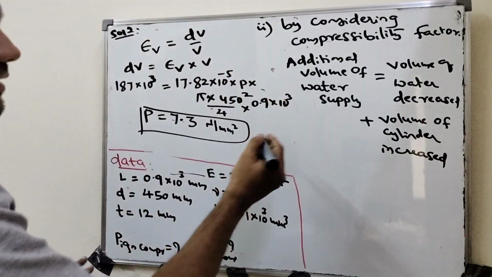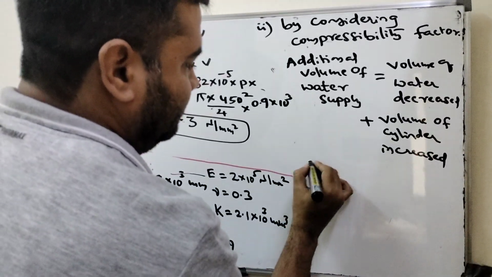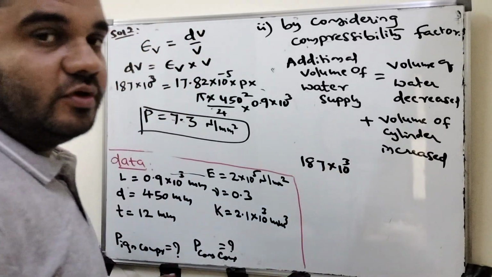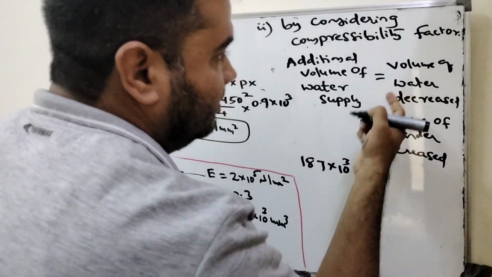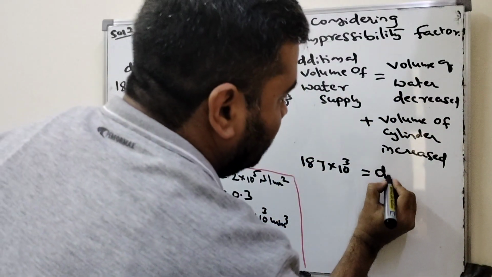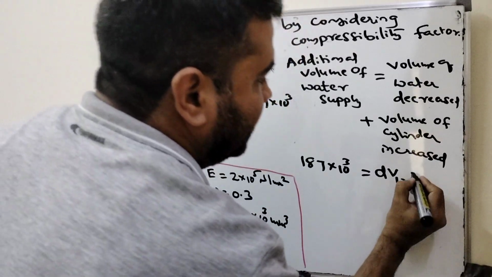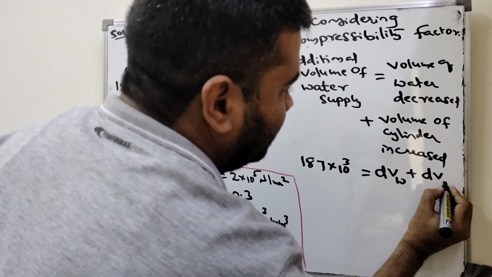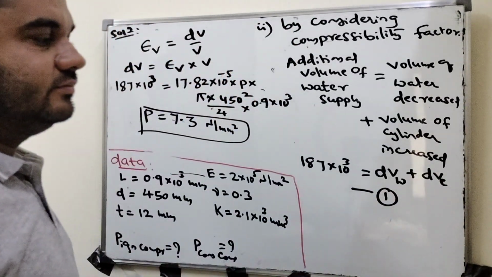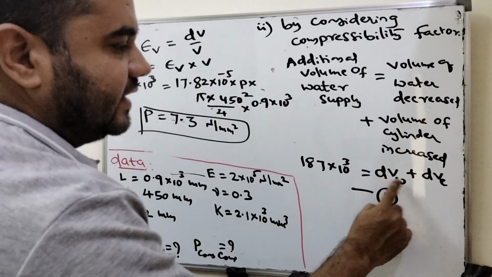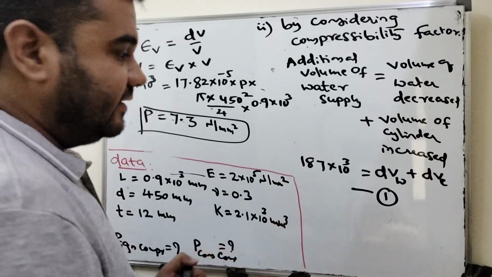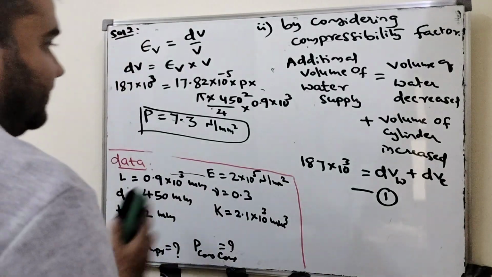Okay, so I will call this equation 1: the additional water, 187 into 10 raised to 3 mm cubed, that you are supplying equals the volume of water decrease. That is the change in volume due to water plus the change in volume due to the cylinder. Now we will calculate these two in terms of P, then find the unknown value P, and you will get the final answer for P here.